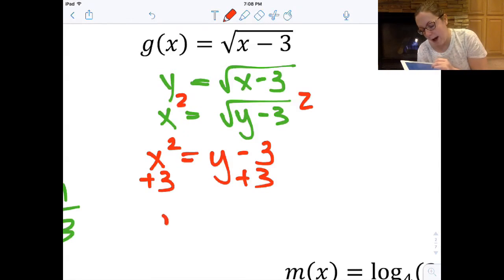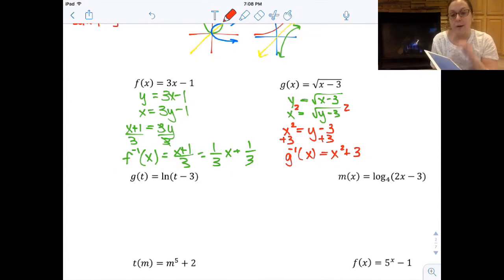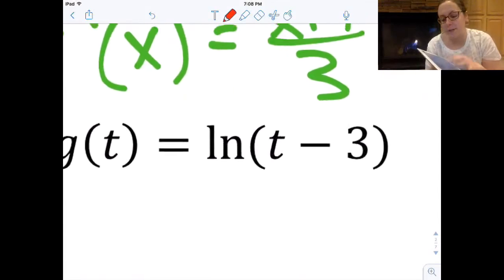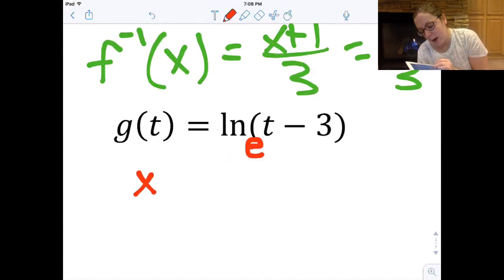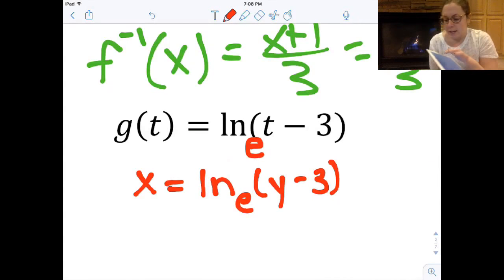Now, let's go into some that use logs. So, whenever you see ln, something I would just make a mental note of is you know that your base is e. And so now, when I switch my x and y, I'm going to have x equals ln y minus 3. And again, you can continue to write that base of e if that helps you. And what I always have my classes do is put a rectangle around the log to make sure that it's isolated. So there I have my log, my base, and my argument.